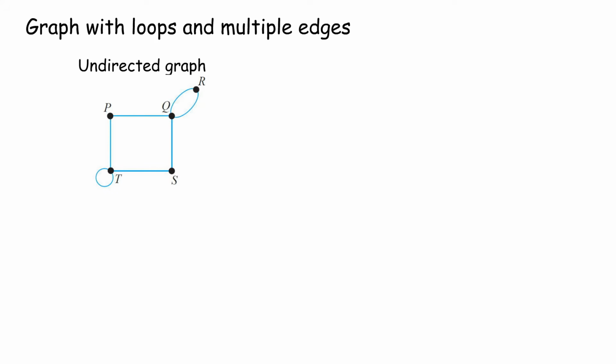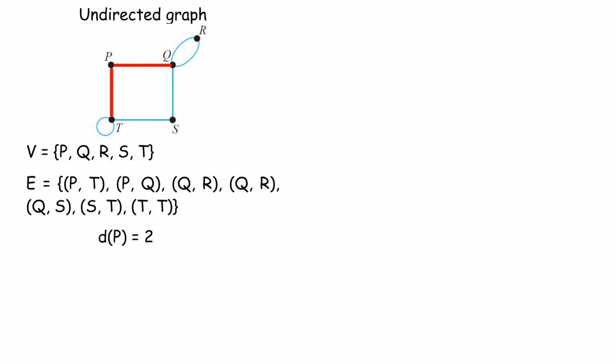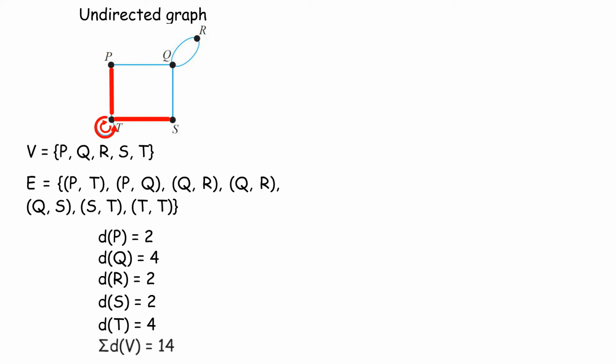Graph with loops and multiple edges. Undirected graph. V equals {P, Q, R, S, T}. E equals {PT, PQ, QR, QR, QS, ST, TT}. dP equals 2. dQ equals 4. dR equals 2. dS equals 2. dT equals 4. Sigma dV equals 14.